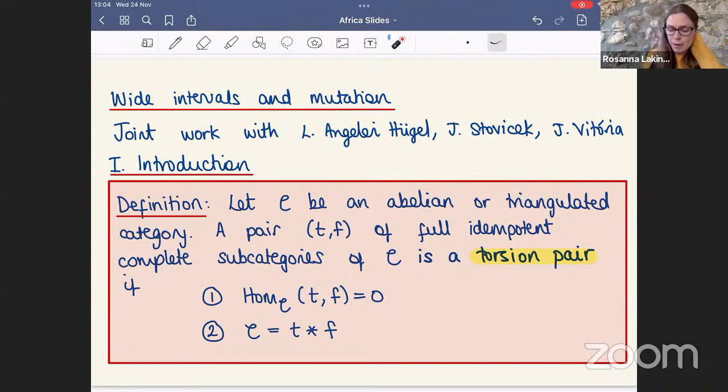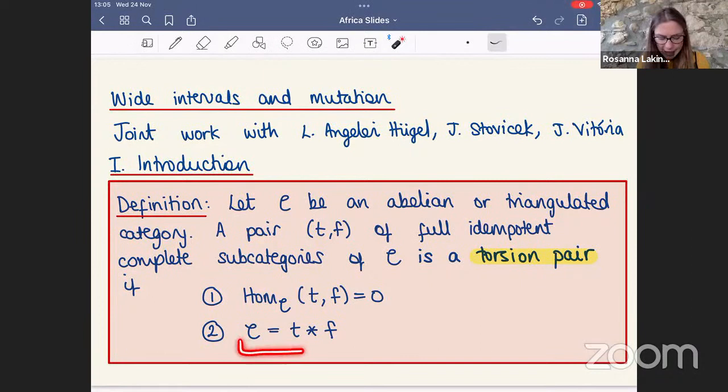A pair of full idempotent complete subcategories, T and F. Idempotent complete you can just think of as meaning closed under summands, because in most contexts that I'll talk about today, this means the same thing. So you have two full subcategories closed under summands. This pair is called a torsion pair if they're Hom-orthogonal: there are no non-zero homomorphisms from any object in T to any object in F. And these two full subcategories are sufficient to reconstruct the category completely by an operation that I'm denoting by the star product. In particular, C is equal to the star product of T with F.